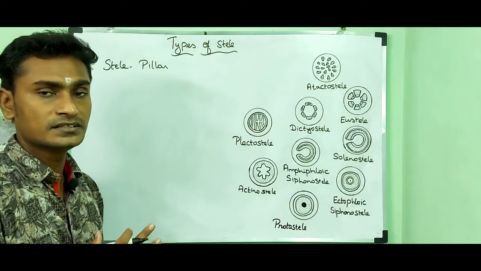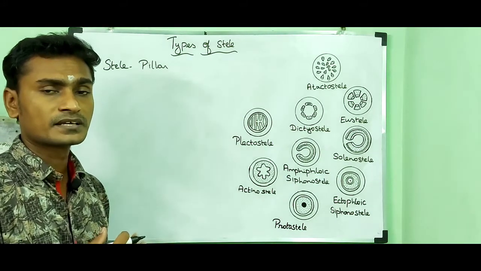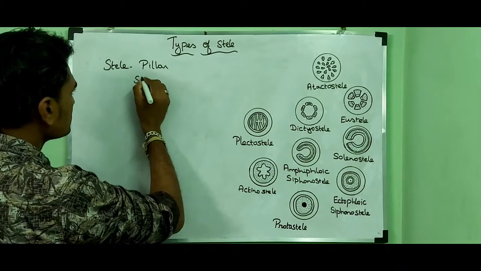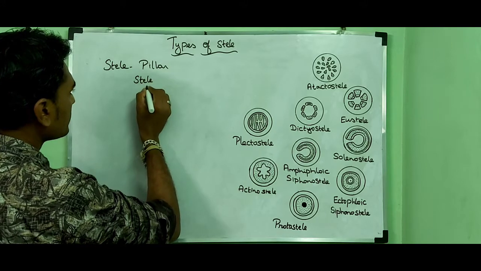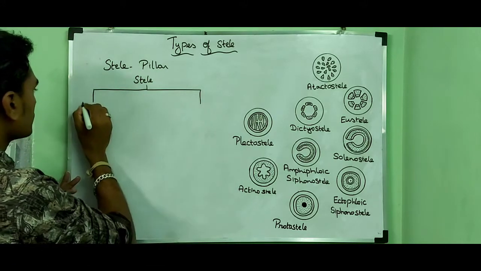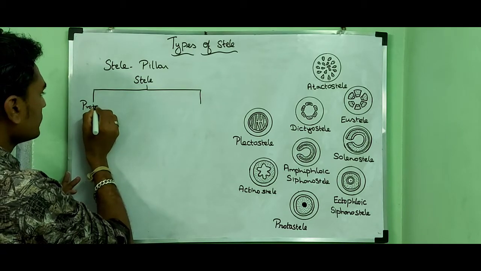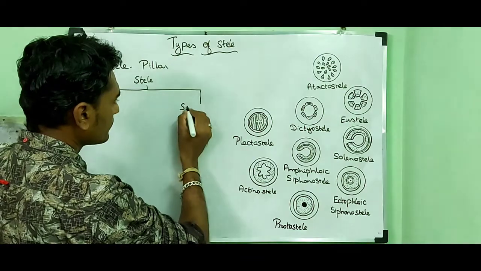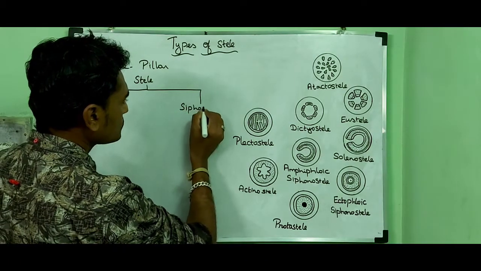Then steel can be classified into two types. They are Protosteel and Ssiphonosteel.